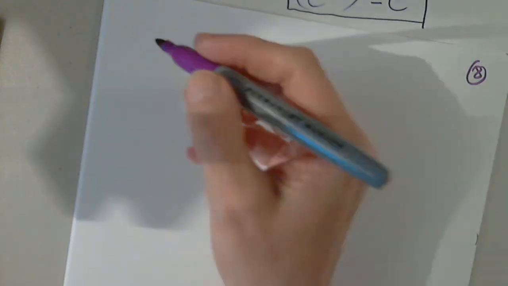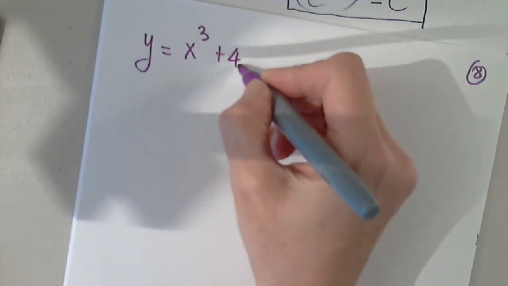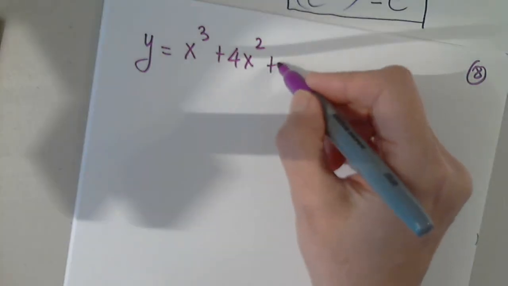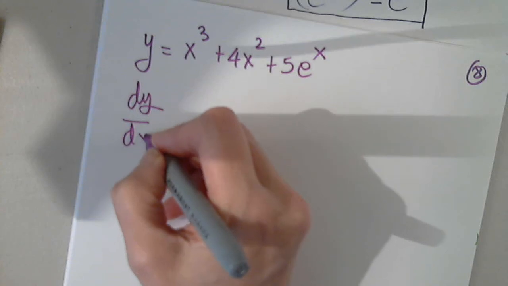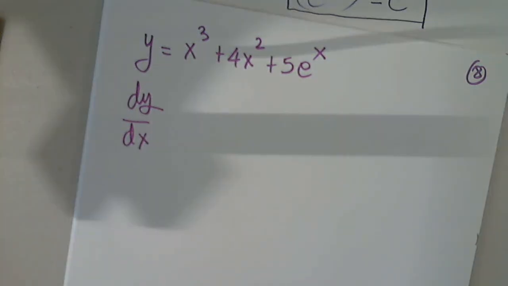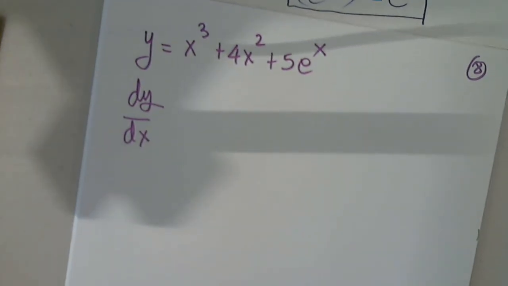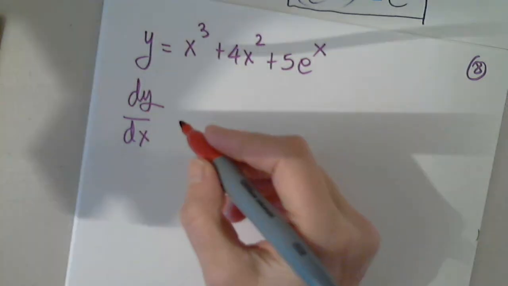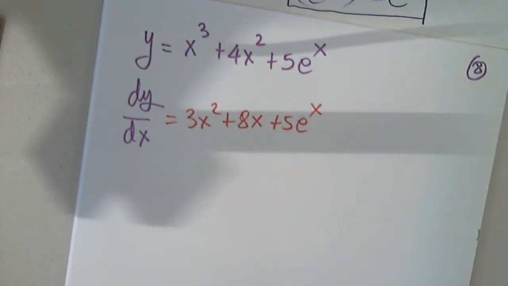Okay, so let's take a look at a function like, let's say y equals x to the third plus 4x squared plus 5e to the x. And we want to find dy over dx. I'm going to go back and forth to all different notations because sometimes we need this one, sometimes we don't want this one. So I want us to get used to them. So, of course, you're going to tell me 3x squared, plus 8x, plus 5e to the x. And that is it.